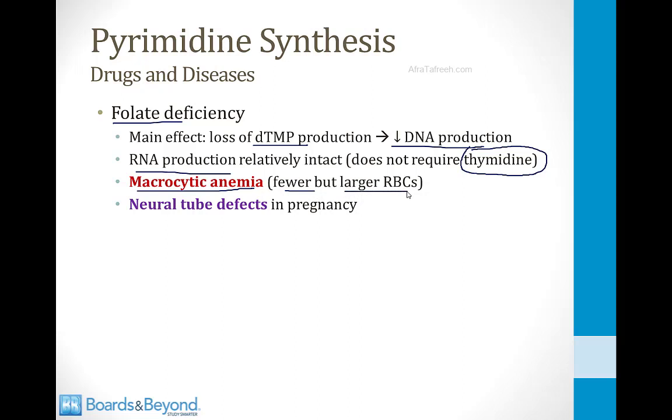Another consequence of a folate deficiency is a neural tube defect in pregnancy. Women who are pregnant need to take folate because their babies need lots of thymidine in order to grow. So if women are deficient in folate, the classic finding in their baby is to have a neural tube defect, and I talk in more detail about this in the neurology modules.